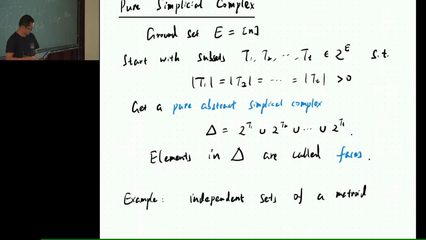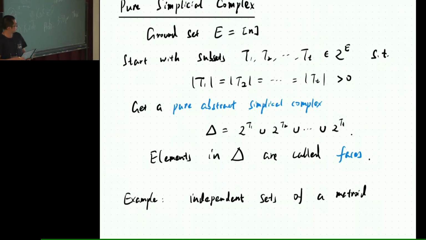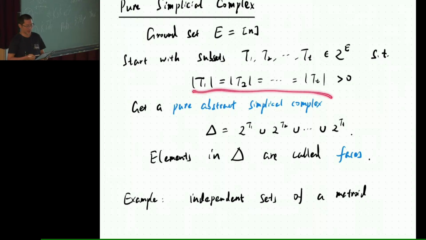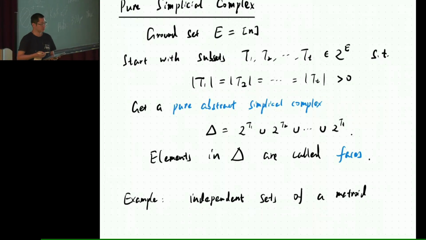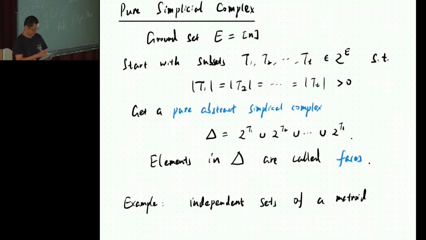So let's see. I need to define the pure simplicial complex. Basically, I start with a ground set E. Then I start with some subsets of this E. The only requirement here is that they have the same cardinality. Then we can get a pure abstract simplicial complex by just taking all the subsets of it and then take the union. Then these elements in this simplicial complex are called faces.